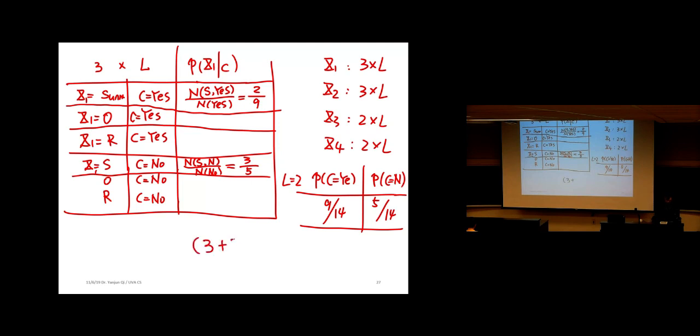3 plus 3 plus 2 plus 2, times L. In our case, L equals 2. How many parameters? 20? Yeah, it's 20, right? Okay. And plus the 2 priors, plus 2. In total it is 22 parameters.